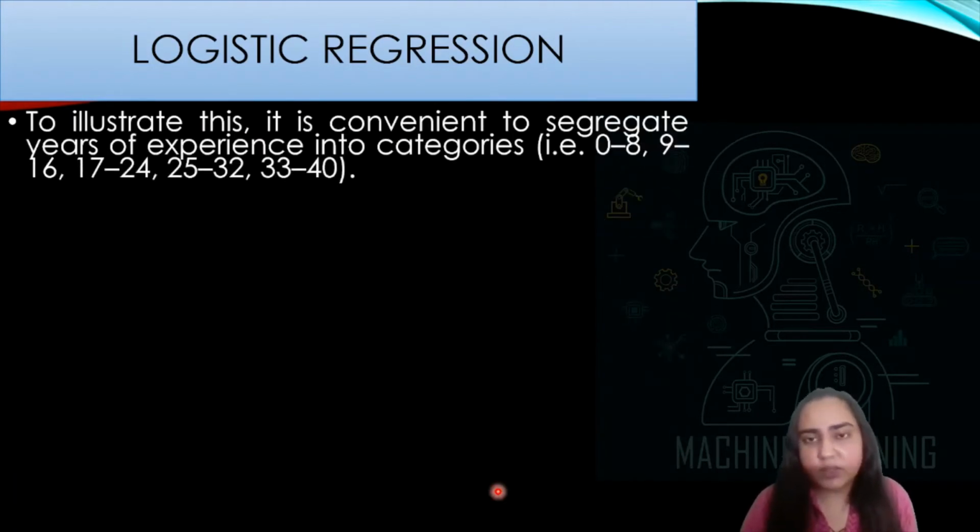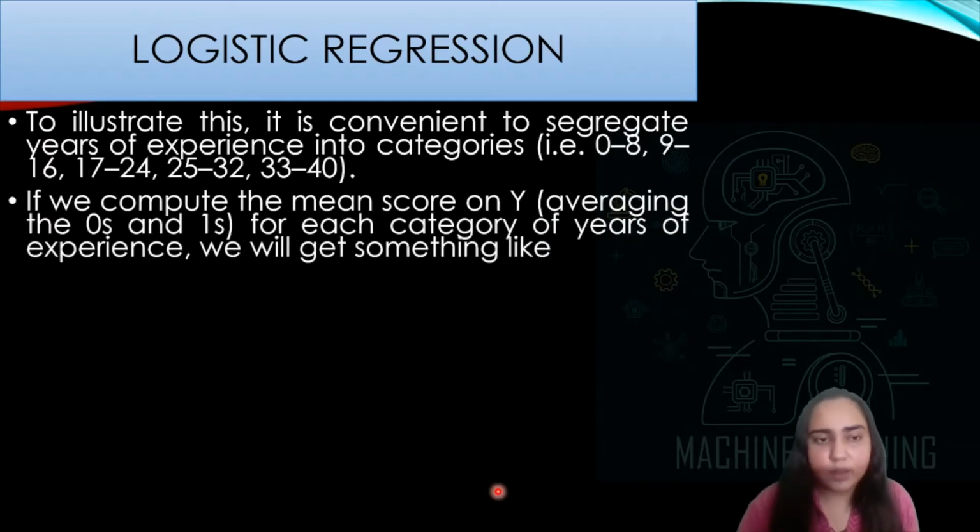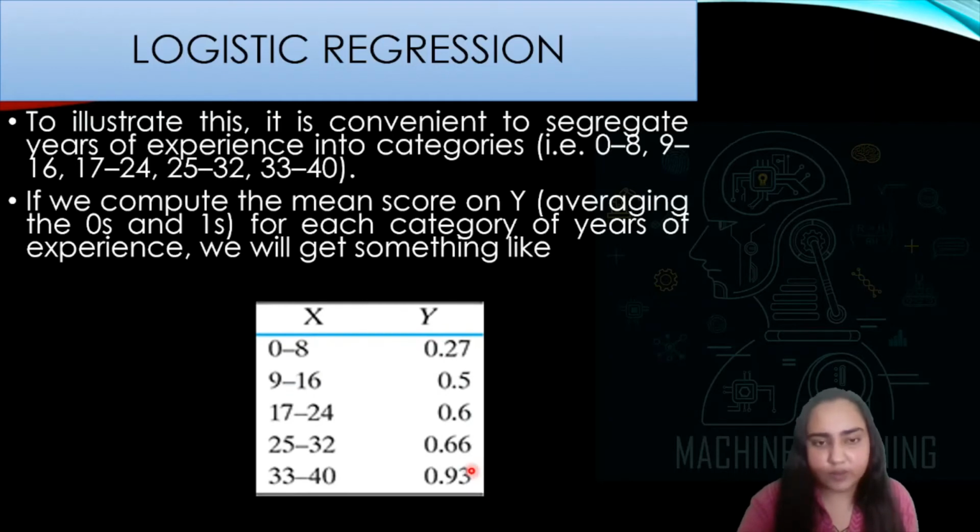And to illustrate this, it is convenient to segregate the experiences into different categories, right? We don't want to use all values from 0 to 20, but we will put them in categories of 0 to 8, 9 to 16, 17 to 24, and so on. And then if you compute the mean score on y for each of these categories, you will get something like this. So for 0 to 8, you are calculating the different scores of y and taking an average. 9 to 16, take an average of y and create this type of a bifurcation.